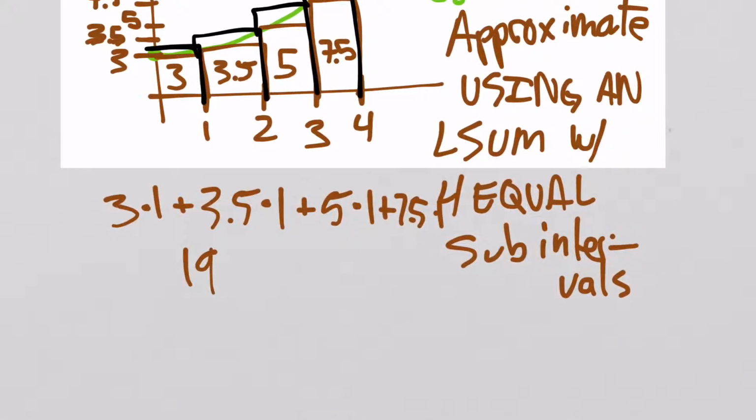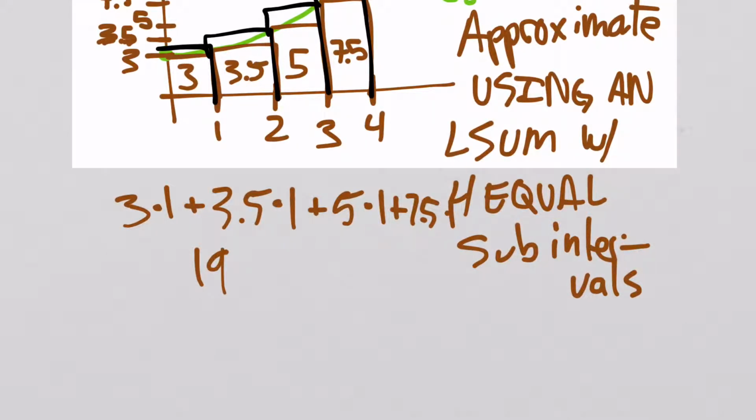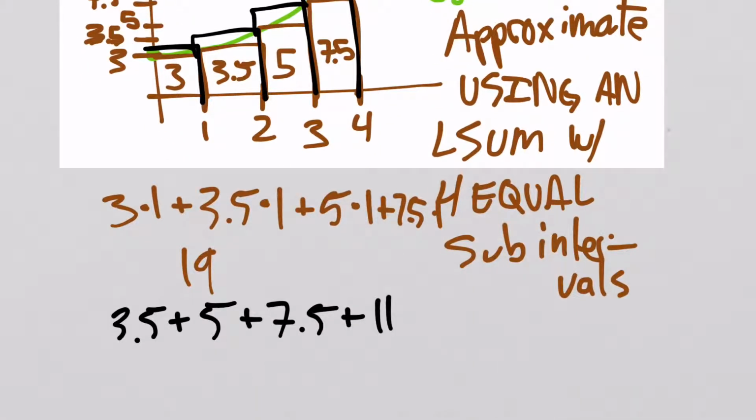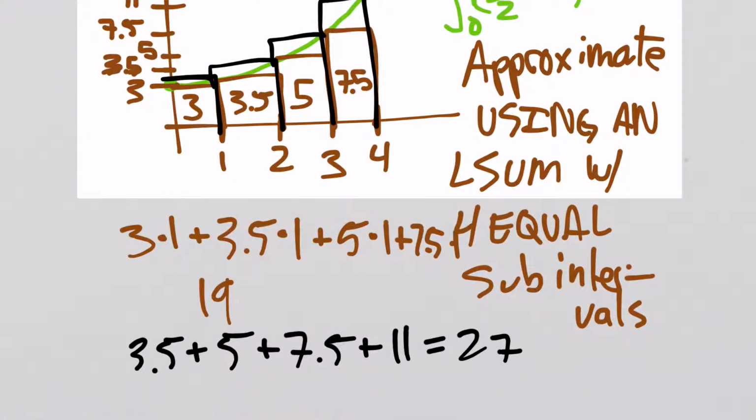But you would calculate this in the same way, except my first height would be when the x value is 1, so my first height would be 3.5. Then my next height would be 5, and then my next height would be 7.5. And then my last height would be when x is 4 and my height is 11. So with an R sum, I would end up getting 27 as the value of that definite integral.